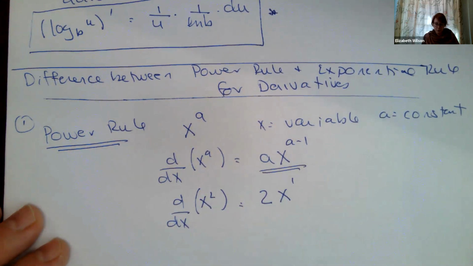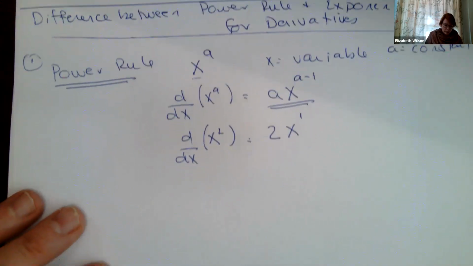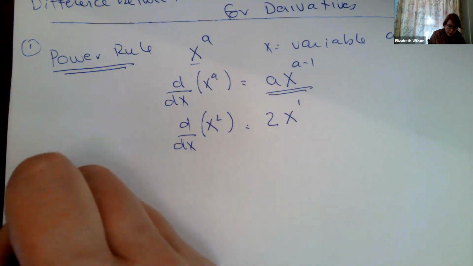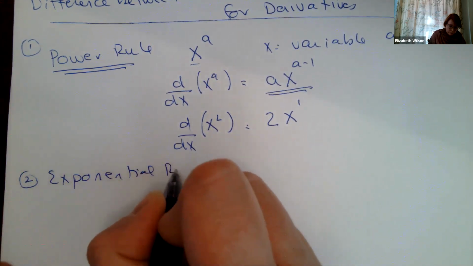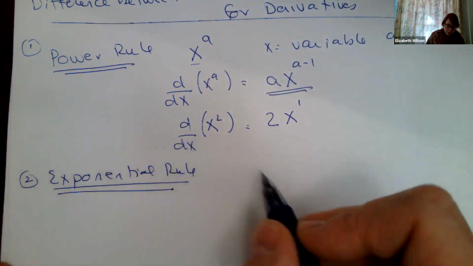Right? So that's my power rule. Don't get that confused. My variable is in the base position, and I'm raising my variable up to some number as a power. Now, compare that with my exponential rule, and see how this looks different.